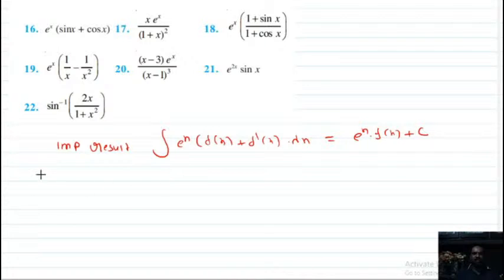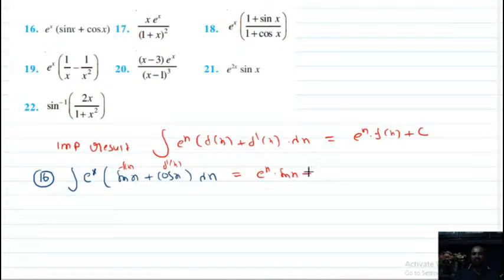First of all I want to write the 16th problem, that is, integral of e power x into sin x plus cos x dx. The problem is directly in the form of e power x into f of x. This is f of x, and this becomes f dash of x, because the derivative of sin x is cos x. Directly I can write the answer: e power x into sin x plus c. This is the answer for the problem.